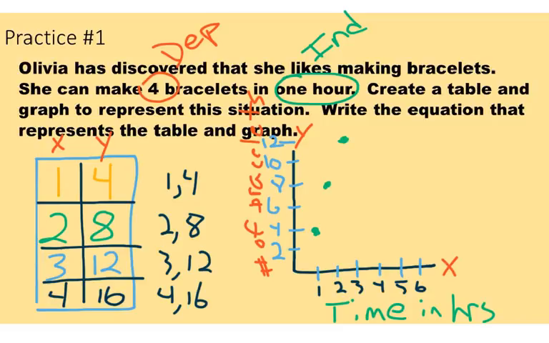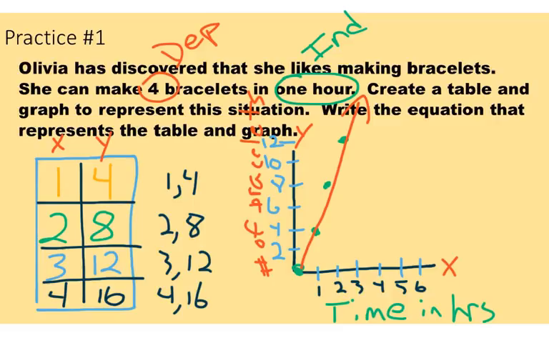Let's think about one more real quick. What if the x had been a 0? Well, if the time was 0, then she would not make any bracelets. So really, we could actually put a point at 0, 0, which is the origin, and let's draw a line through that. And now we have the graph that represents this table, and both of these represent this situation.